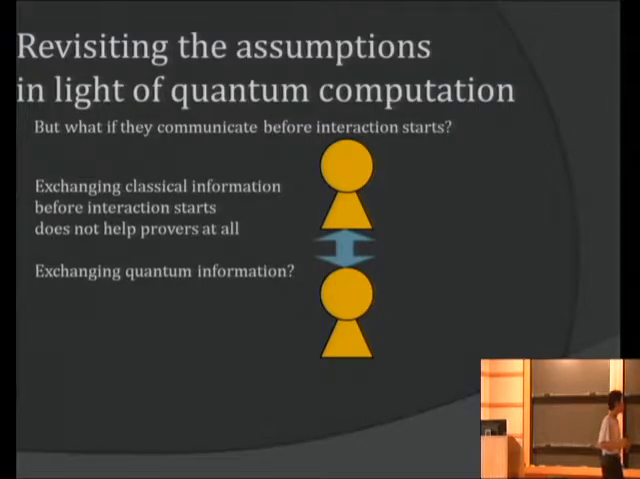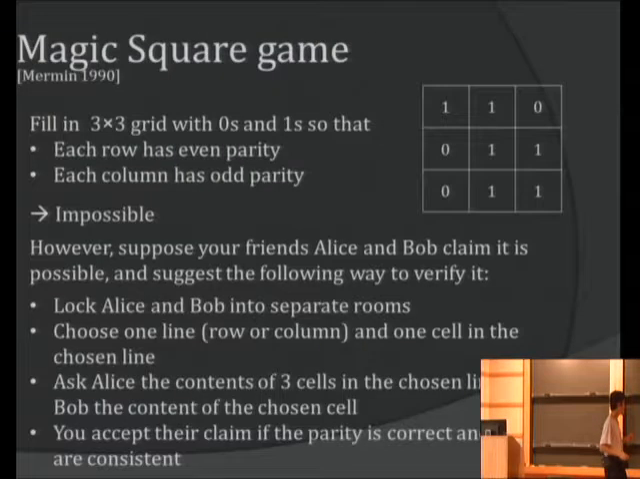But in the quantum world, they may share a quantum state. In this case, it's known that it matters. One of the examples is called the magic square game. Imagine this toy problem of filling a 3x3 grid with zeros and ones so that each row has even parity and each column has odd parity. This is clearly impossible by considering the parity of everything.